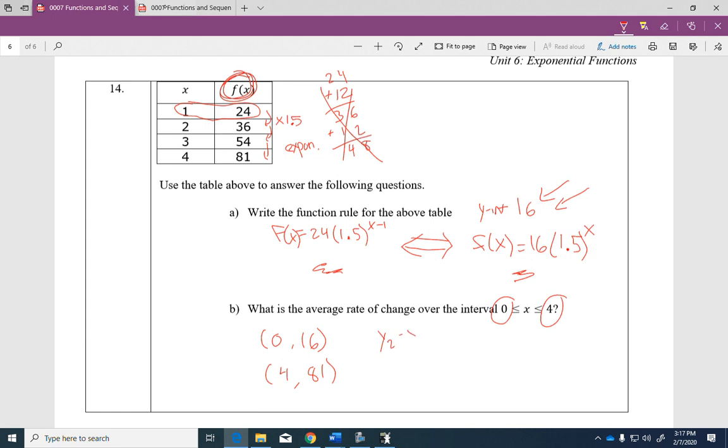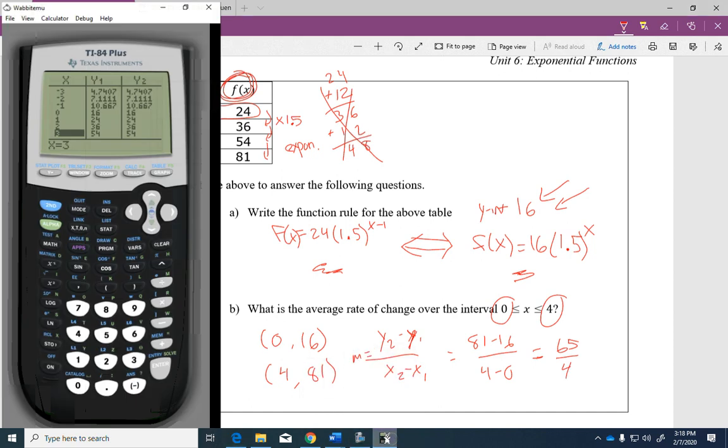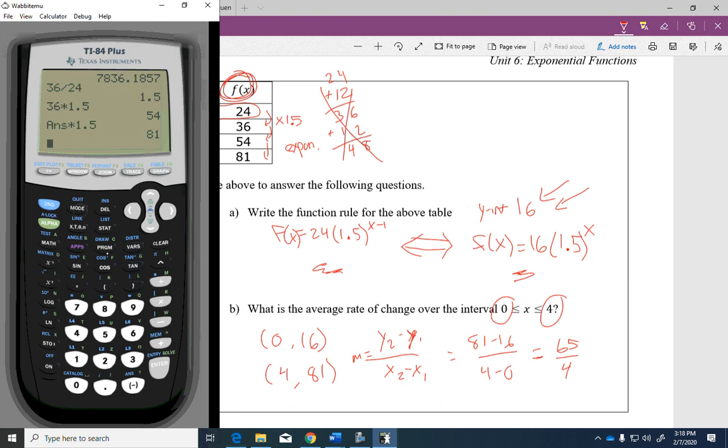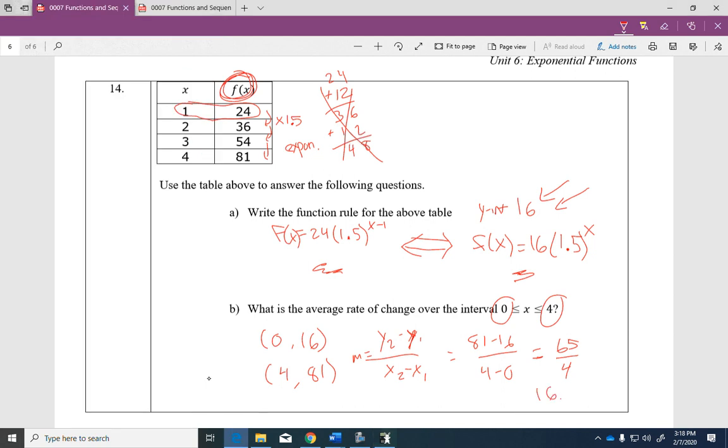Let's do y2 minus y1 over x2 minus x1. That's 81 minus 16 over 4 minus 0. And 65 divided by 4 is 16.25.